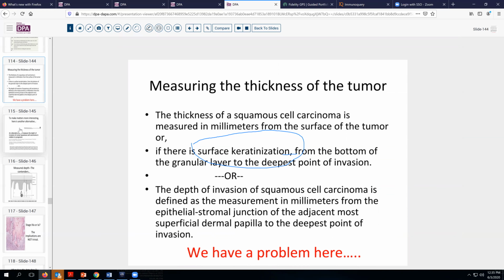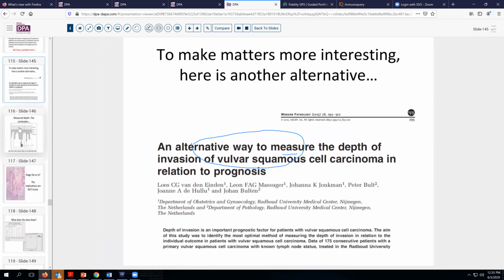Now, to make matters more interesting, a few years ago, some colleagues from the Netherlands proposed an alternative way to measure depth of invasion in vulvar squamous cell carcinoma. And essentially, they produced this diagram.